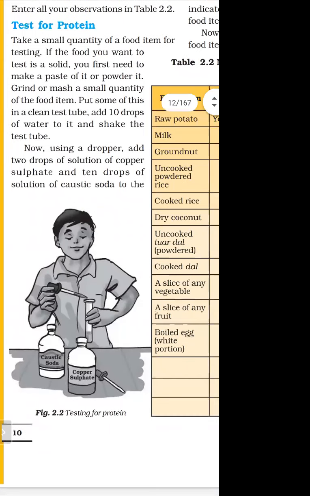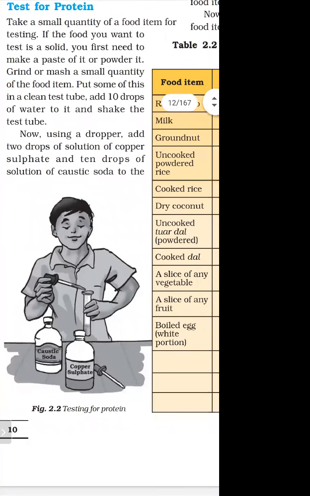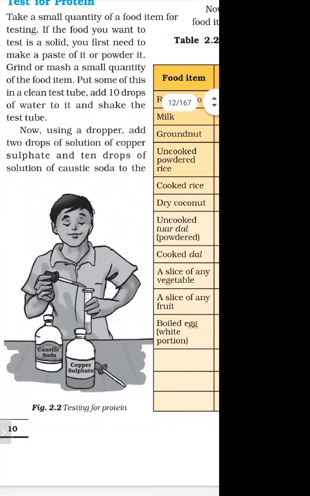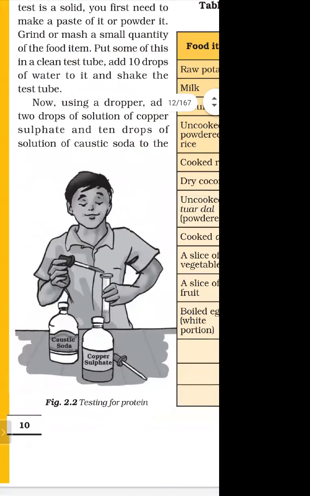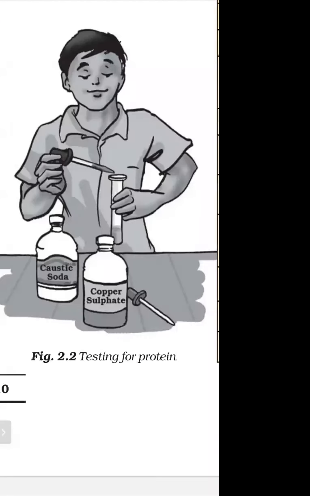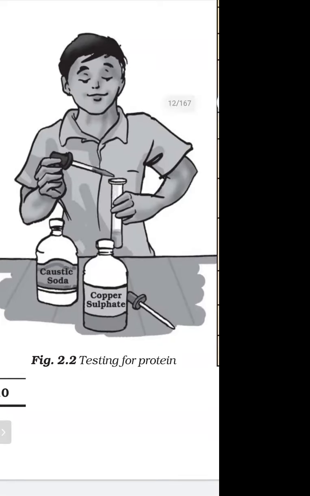Firstly, we will take a test tube and any food item. Suppose we are taking dal, and we grind it and add it into the test tube as shown in the figure. Then we add some water and mix the dal so that a paste of dal is made. Then we add copper sulfate and caustic soda and mix well. Then we will observe a violet color. It changes into violet color.